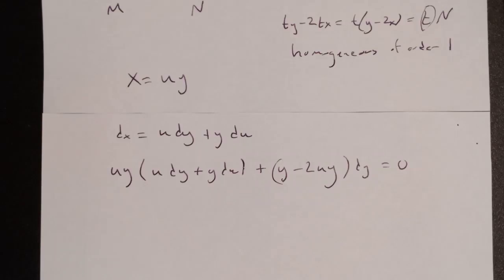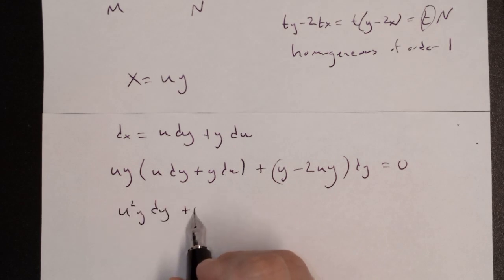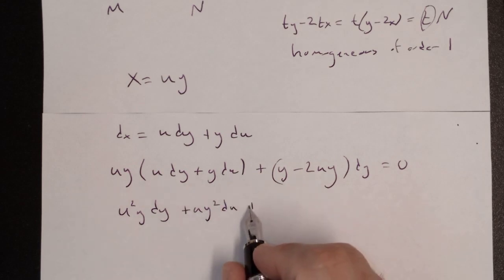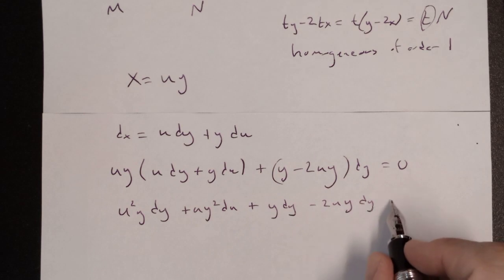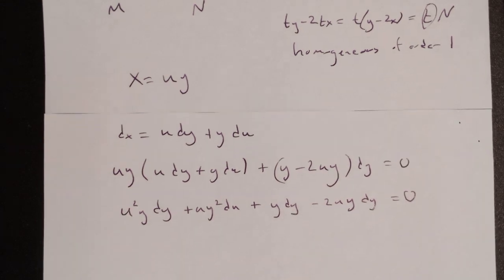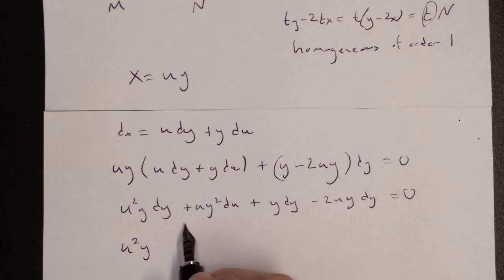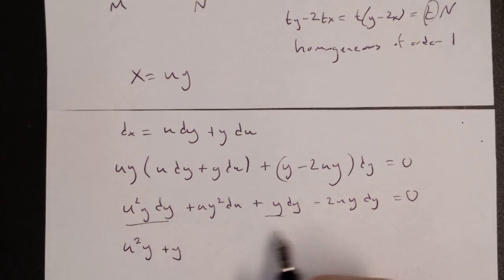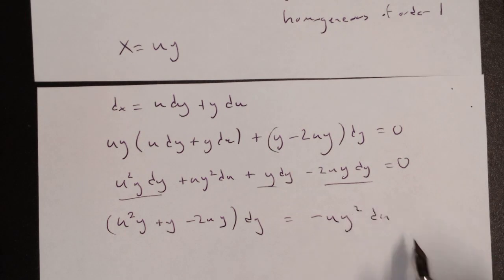So far, so good? All right, let's see if I can gather all of my y's and u's and all the appropriate pieces. I have u squared y dy plus uy squared du plus y dy minus 2uy dy equals 0. Nothing seems to cancel, but I'm okay with that. We'll put all the dy parts on one side and all the du parts on the other side. So u squared y dy plus y minus 2uy, all of those are dy's, right? And then the only du is this one, minus uy squared du.